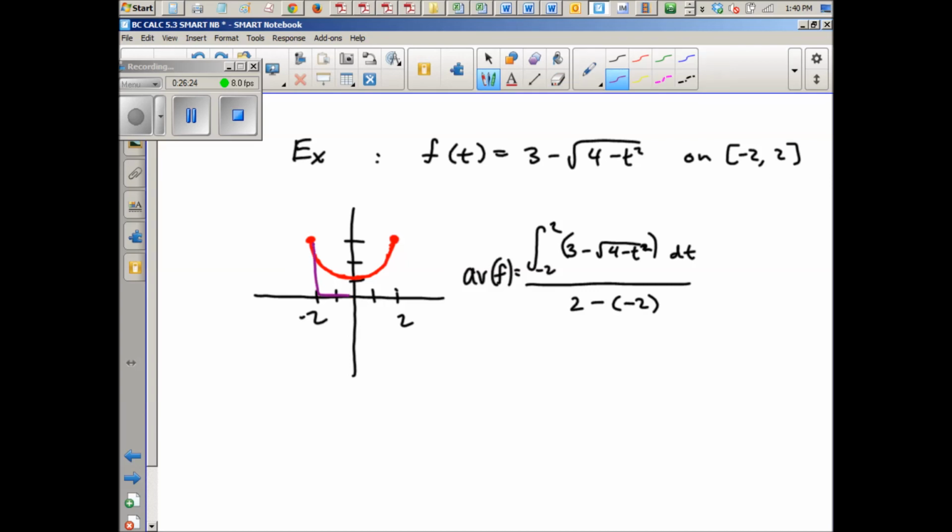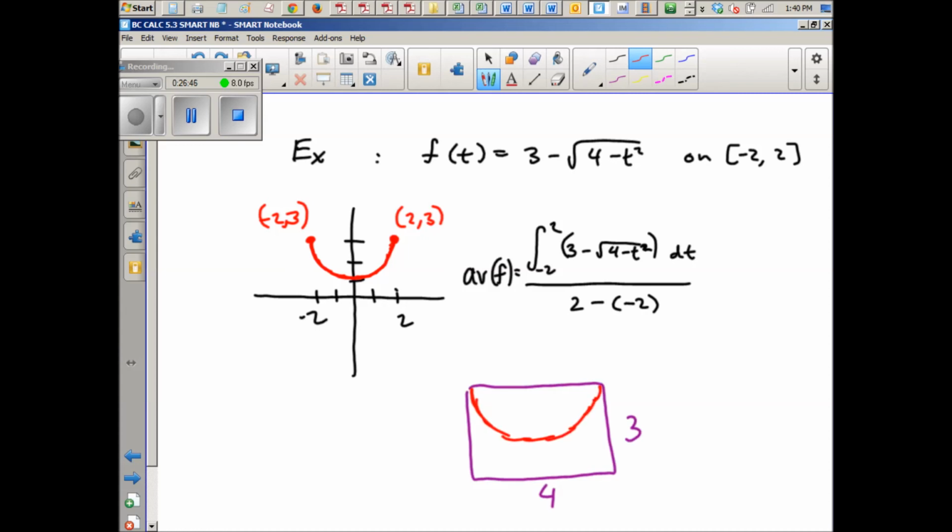I'm drawing this box right here. This box, I'll draw it over here, has a 4 this way. And 3 this way, because this is the point 2, 3, and this is the point negative 2, 3. And there's like a semicircle cut out of it like this. And you're just looking for this area. This is the integral between the curve and the x-axis, right? So you can just think of it as a rectangle of area 12 minus a semicircle of radius 2.